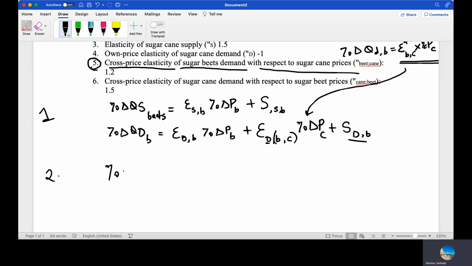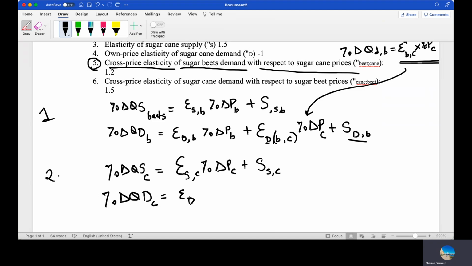The percentage change in quantity supplied of canes, which is C, is nothing but the elasticity of canes times the change in the price of canes plus the supply shock in cane. And then similar to the previous case, you have the percentage change in quantity demanded of canes equals the elasticity of demand times the percentage change in the price of cane. And then comes that cross price term.